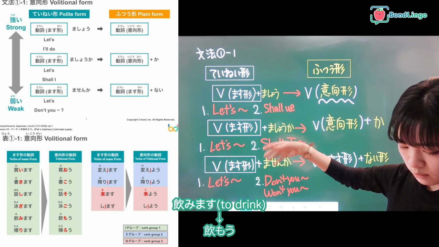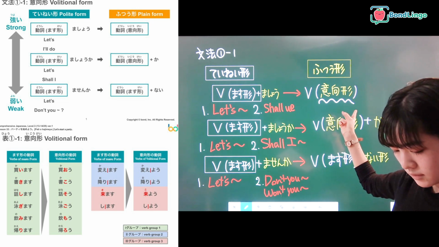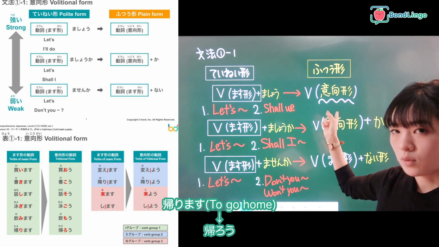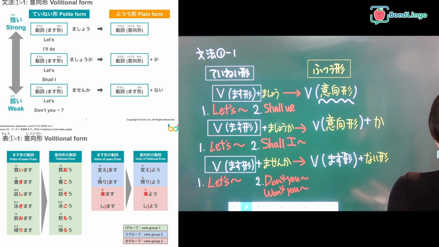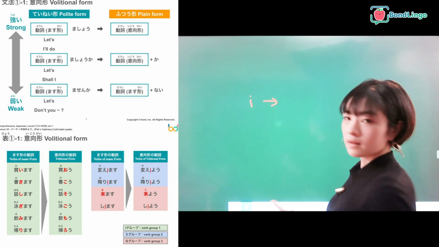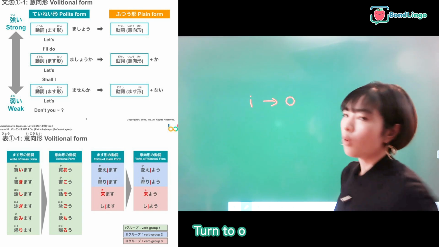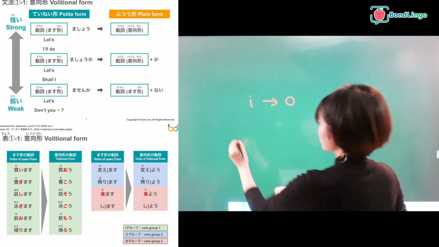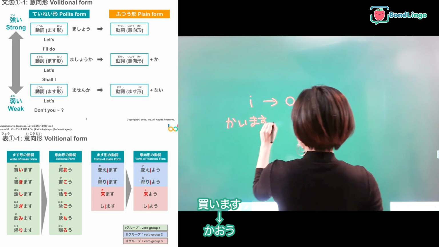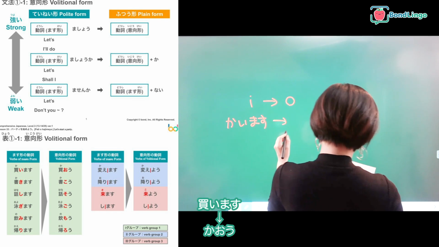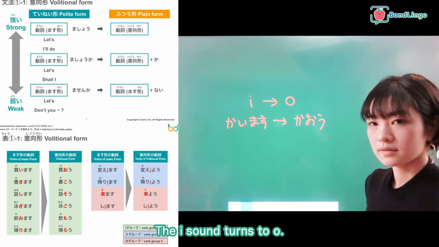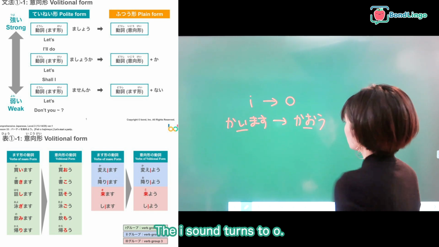Nomimasu, to drink. Nomimasu becomes nomo. And kaerimasu, to go home, becomes kaero. Okay, so as you can see, okay, the E sound. E turns to O. Okay, so kaimasu. Kaimasu becomes kao. Okay, the E sound turns to O, kao.